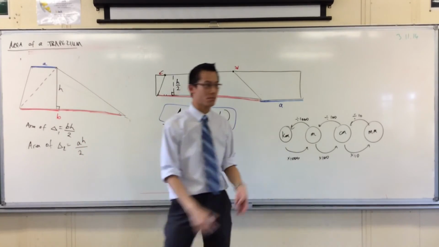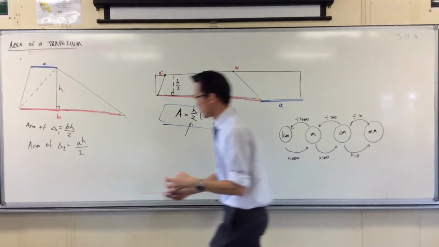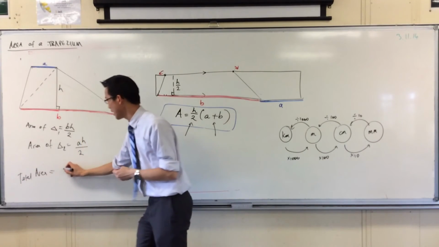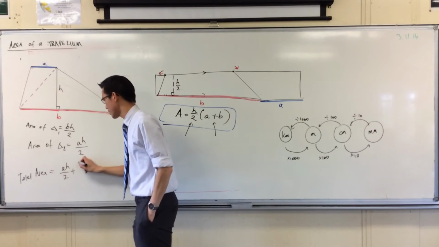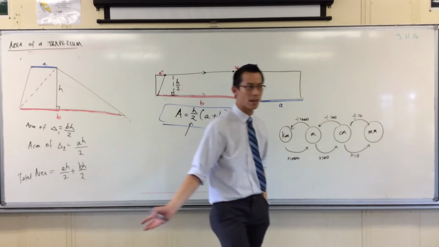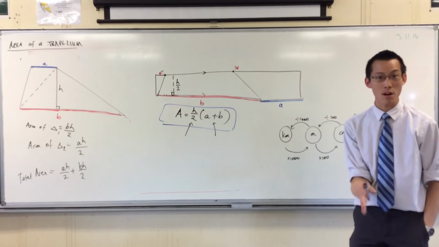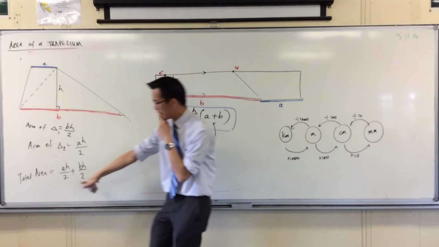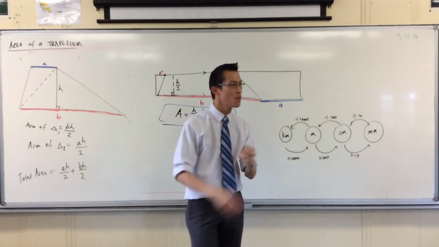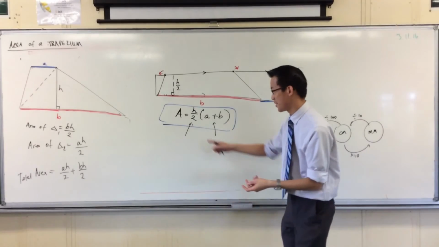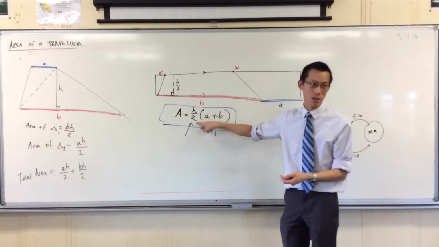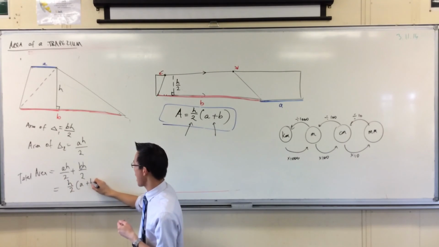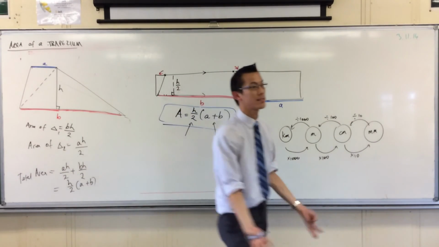Now, the trapezium is both of those put together, right? So the actual total area, I should say, is going to be AH on 2 plus BH on 2. But look, think back, remember when we were doing algebra and we looked at factorizing, right? The whole idea of factorizing is to say, look, I can take out a common factor here, right? What are the common factors? H over 2. The answer is there's an H and there's a division by 2. Right? So when you take that out, ta-da, what's left is the A plus B. And there's the same formula.